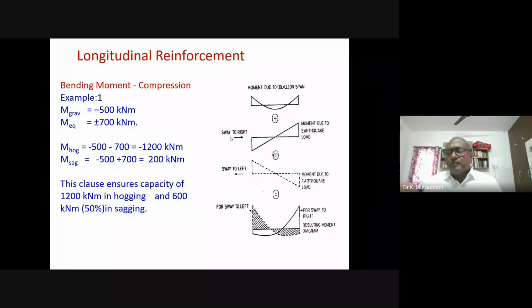But that is not true, because at least you have to check like this. For example, if you do dead load and live load, you will get a bending moment like this. That is, you have hogging bending moment at two ends and sagging bending moment at the middle. Whatever be the number, we don't care about that. That is what it is.